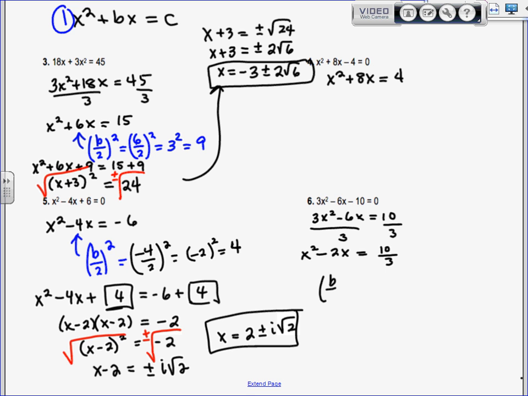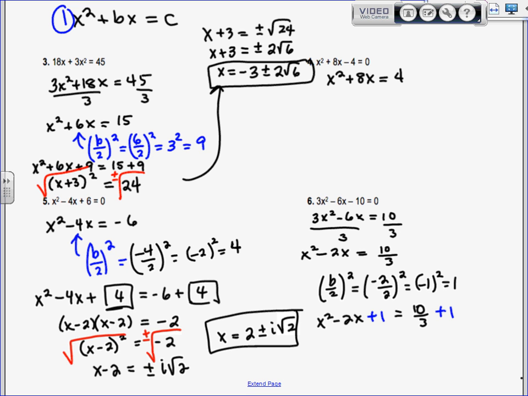So b over 2 squared. I get negative 2 divided by 2 squared, which is negative 1 squared, which is 1. So that's going to be what I add on both sides of the equation. So I'm going to have x squared minus 2x plus 1 equals 10/3 plus 1. So I keep my equation balanced. Whatever I do to one side, I do to both sides.